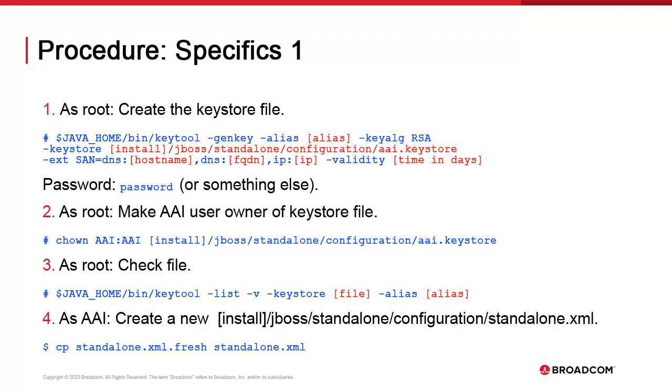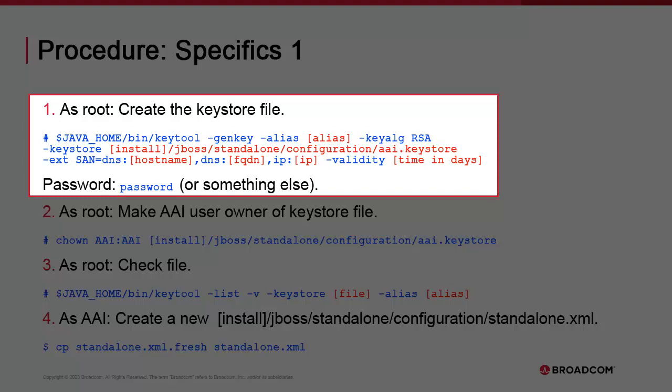Here are the specifics. On our system, Java is owned by root, and so we use keytool with root privileges. The syntax is straightforward. -genkey generates a key contained in a key store. -alias sets the alias of the key, and you can use anything you want. -keyalg sets the algorithm, and we use RSA.